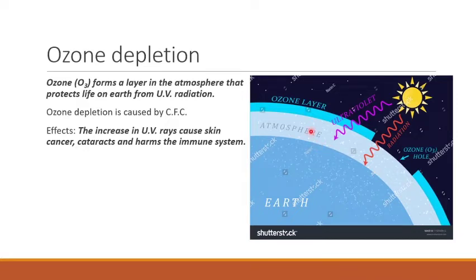What causes ozone depletion? What causes this hole in the ozone layer? The group of gases which we called before CFCs, chlorofluorocarbons. When we have a lot of CFCs in the atmosphere, the ozone layer will become thinner, more ultraviolet rays will reach the surface of the Earth, and more living organisms will be harmed.